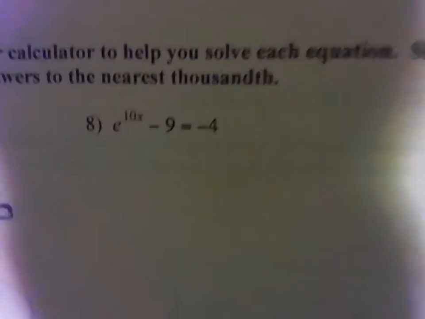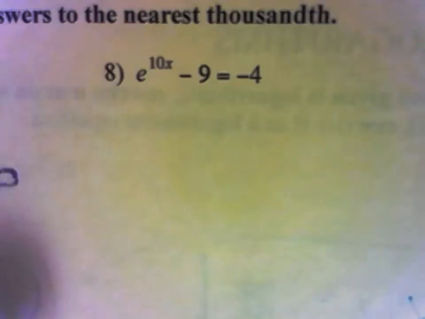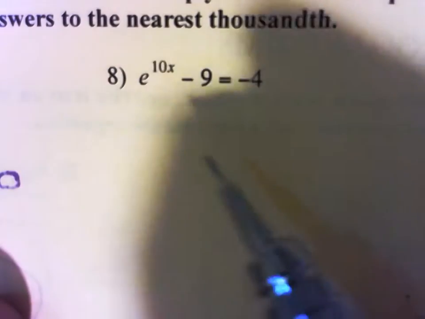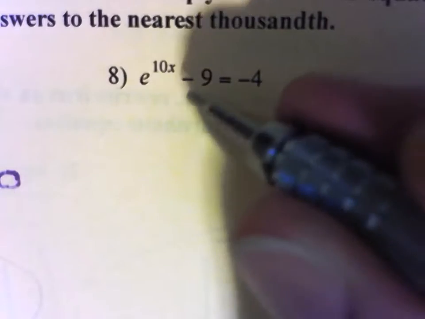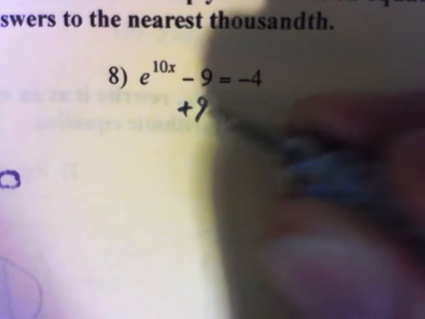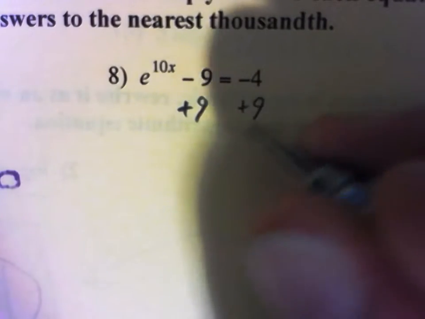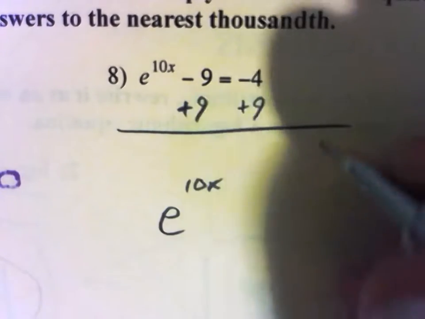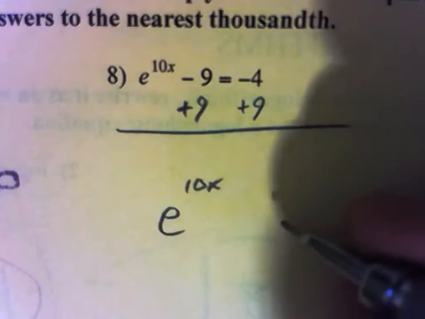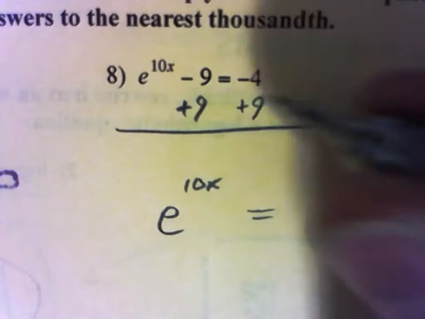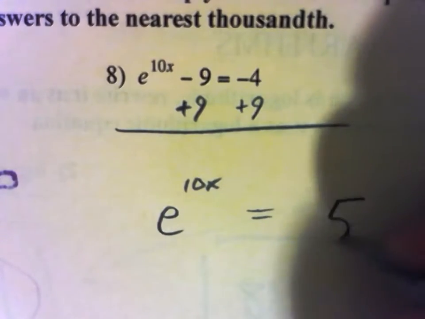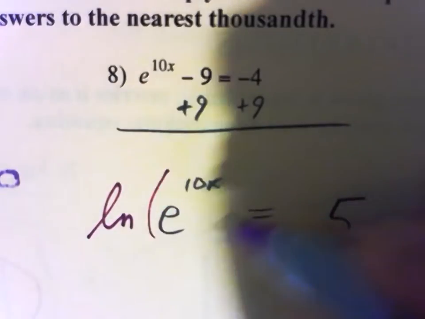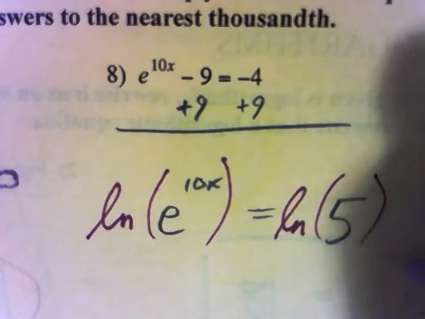Here we go again. We want to get the e to this power of stuff by itself before we go around natural logging things. So let's do that. That's nice and easy. Add 9 to both sides to get rid of the -9 on the left side. -4 plus 9 would be 5. Now we can say natural log of that equals natural log of this.